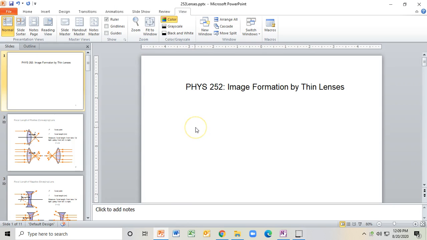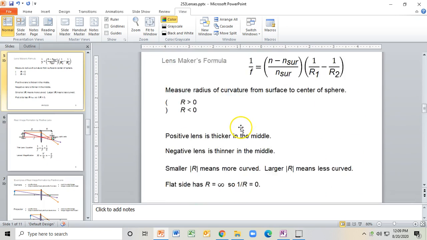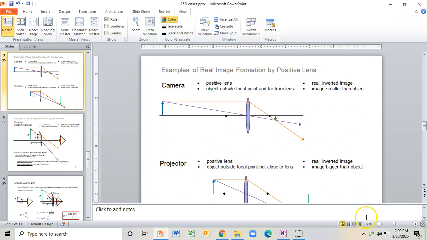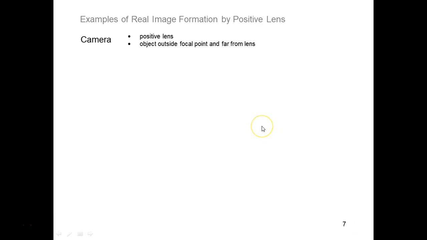Hey everybody, welcome back. What we're going to do in this video is look at some what I call simple optical systems involving a single positive lens. I'm still using the same PowerPoint presentation. I'm just going to go down and start right here.